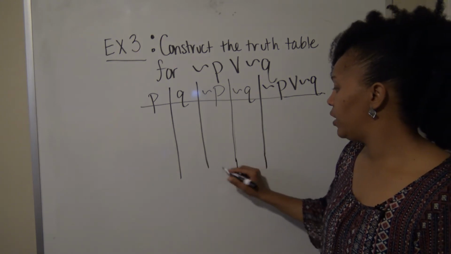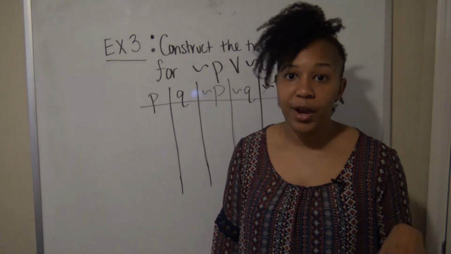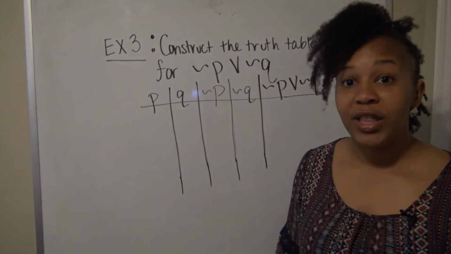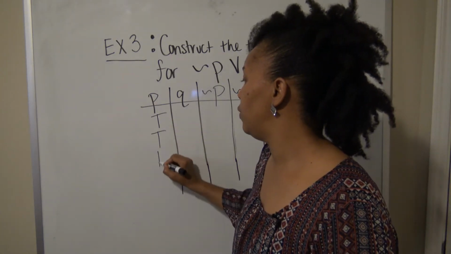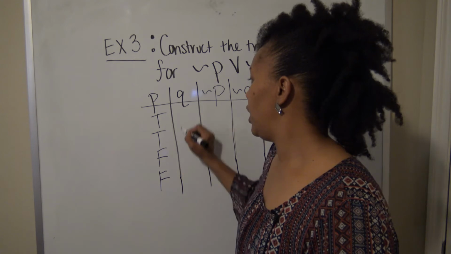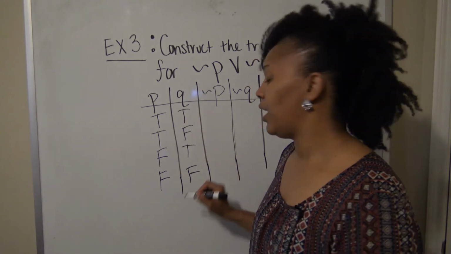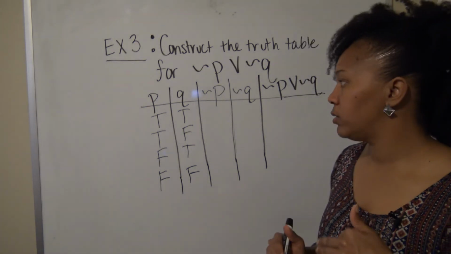A little more than the last one. The last one had 4 columns. Again, the number of columns will vary depending on what's given in the problem. Okay. So then we start filling in the truth values. So remember, with 2 simple statements, you do true, true, false, false, and true, false, true, false. That's how you'll set it up every time. That gives you every possible combination of how P and Q could be true and false.